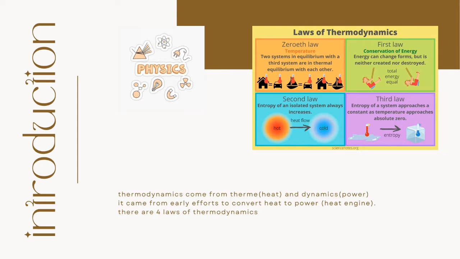Zeroth law: two systems in equilibrium with a third system are in thermal equilibrium with each other. First law, conservation of energy: energy can change forms, but it is neither created nor destroyed. Second law: the entropy of an isolated system always increases. Third law: the entropy of a system approaches a constant as temperature approaches absolute zero.